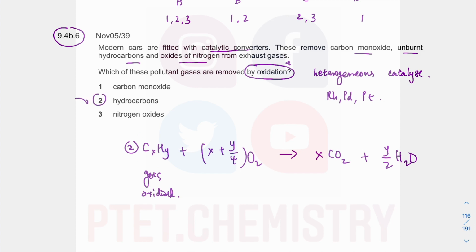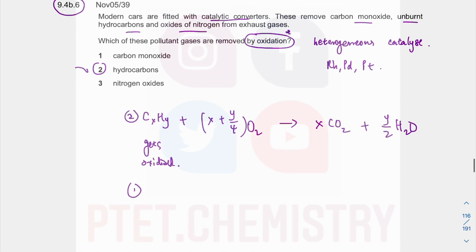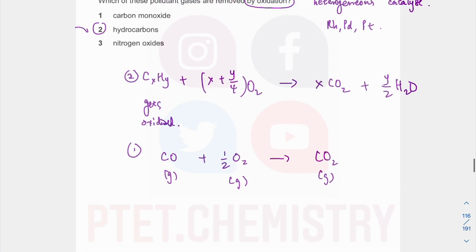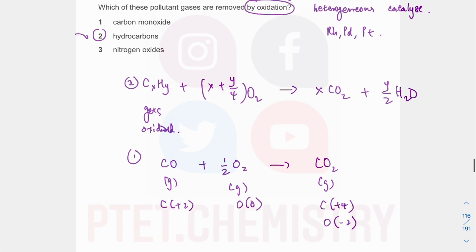Number 2 is correct. In terms of number 1, your carbon monoxide gets converted to carbon dioxide by oxidation in the catalytic converter as well. So just plus half O2. So that gets oxidized because there is carbon plus 2 oxidation state, then there is carbon plus 4. The oxygen as an element is oxygen 0. In the compound there's oxygen minus 2. But anyway, we're looking at carbon plus 2 becoming carbon plus 4. So the CO does get oxidized.